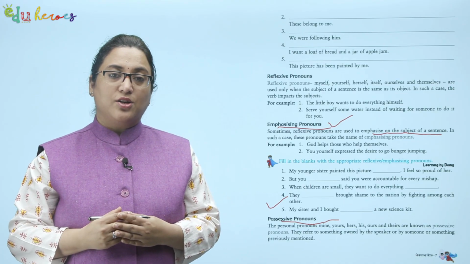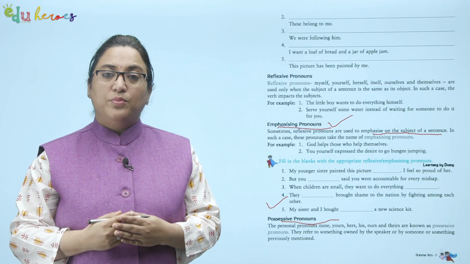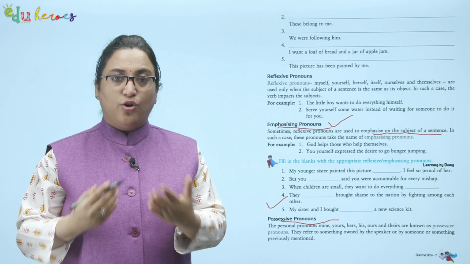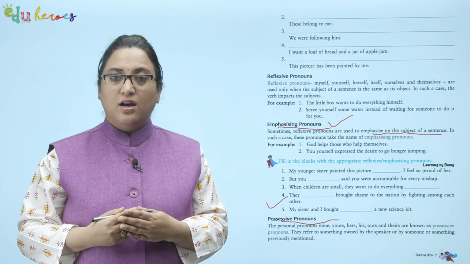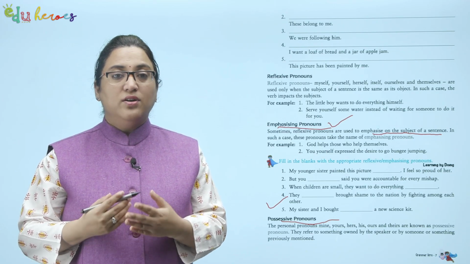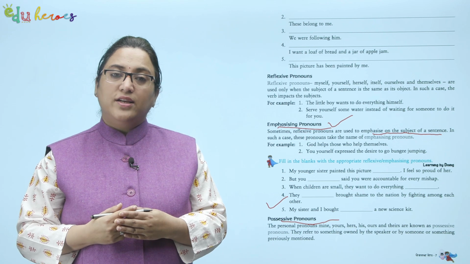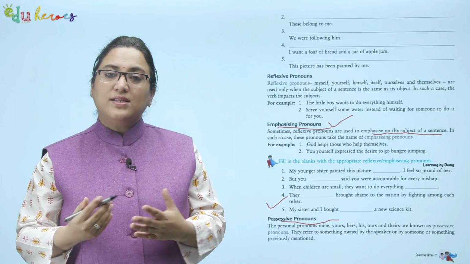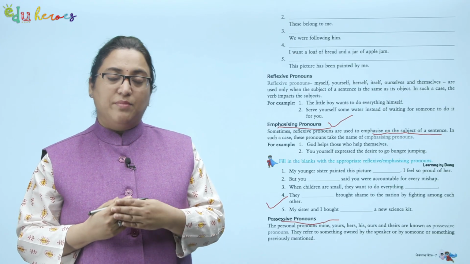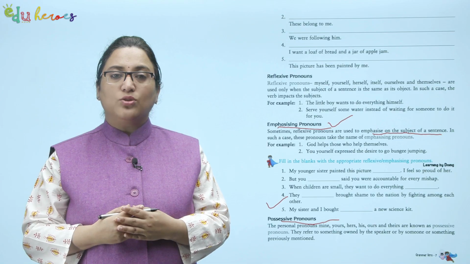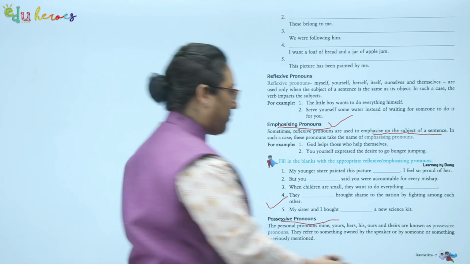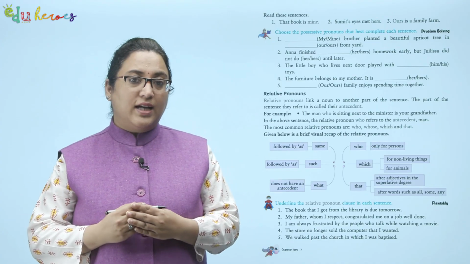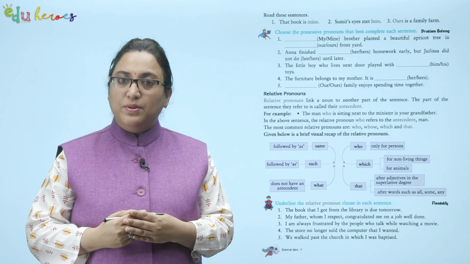Possessive pronouns are surely going to hint at possession. The personal pronouns mine, yours, hers, his, ours and theirs are known as possessive pronouns. They refer to something owned by the speaker or by someone or something previously mentioned. So it is mainly about ownership. Let's understand it in a better way through these examples.